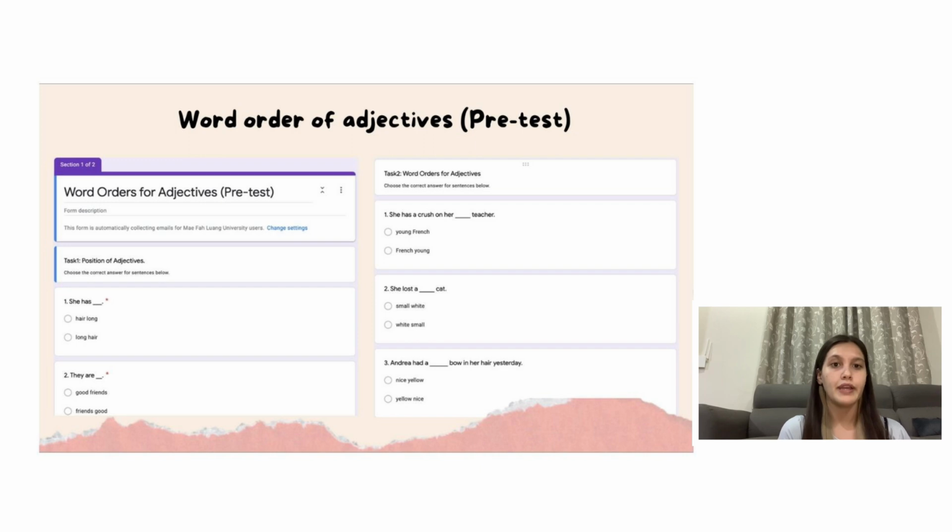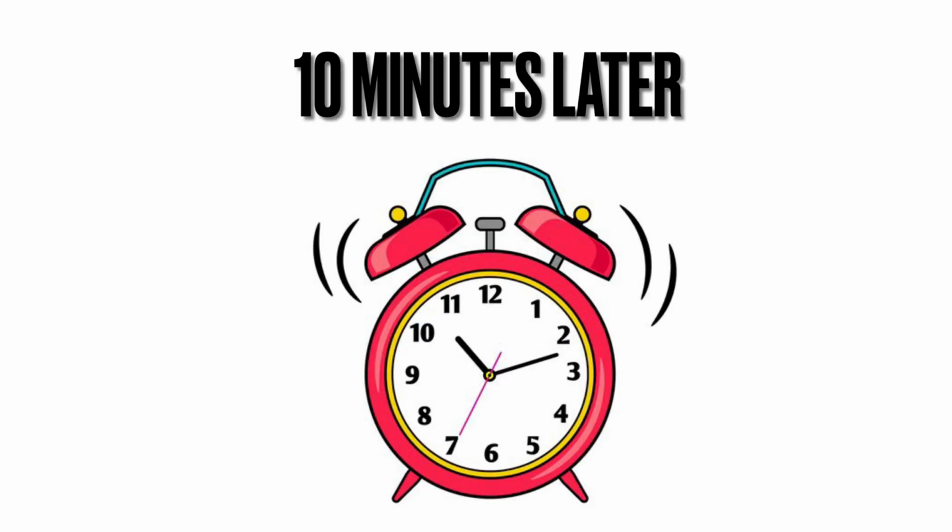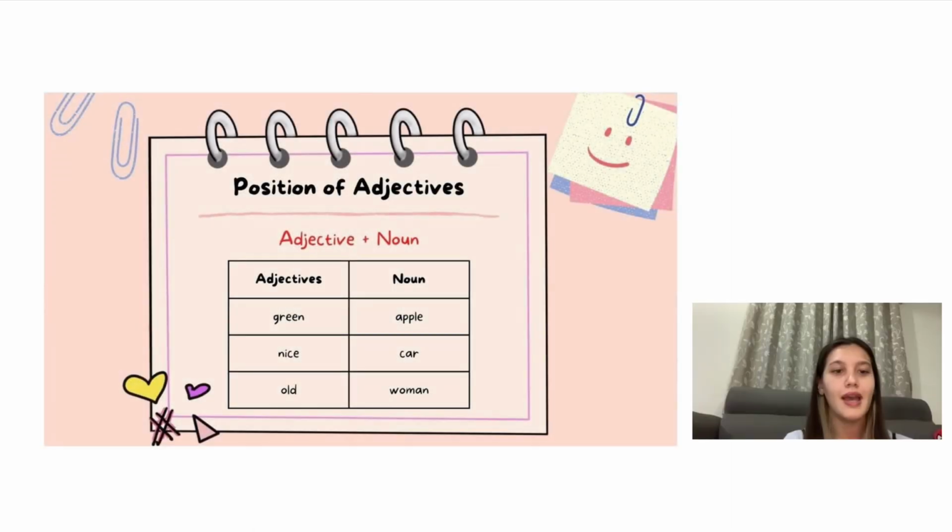And don't worry, there is no score in this part, because the purpose of this pre-test is to evaluate your background knowledge of adjective word order. If you are ready, you may start now. How was your pre-test? Was it difficult?